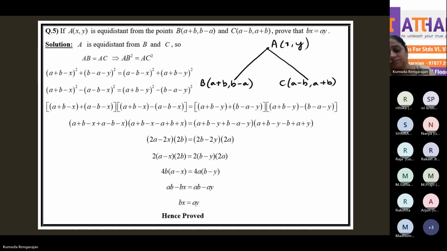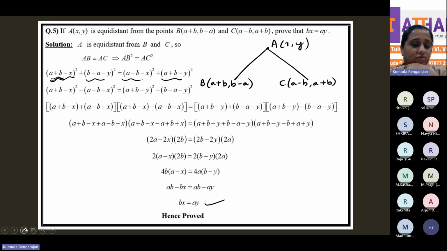Done, children? Yes, ma'am. So here, even if you expand using the formula a plus b plus c the whole square, you're going to get the same result. But it's going to be more tedious and time consuming. You'll have to expand this carefully. You'll get 6 terms here. So compared to that, this one will save time.